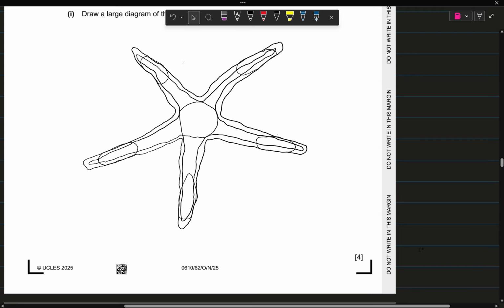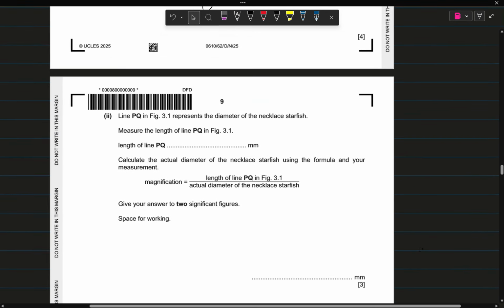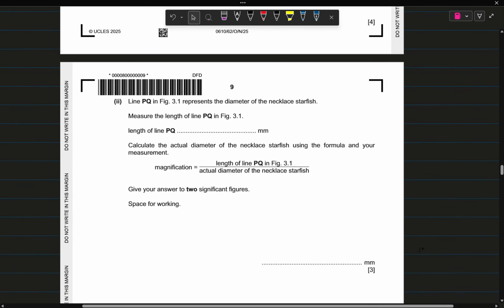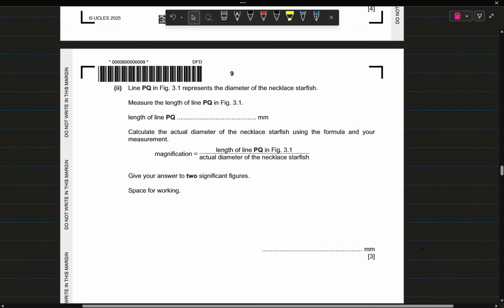Okay, with that clear, we can move on. Line BQ in figure 3.1 represents the diameter of the nucleus of the starfish. Measure the length of the line BQ in figure 3.1. Length of line BQ. Then calculate the actual diameter of the nucleus of the starfish using the formula and your measurement. Give your answer to two significant figures.